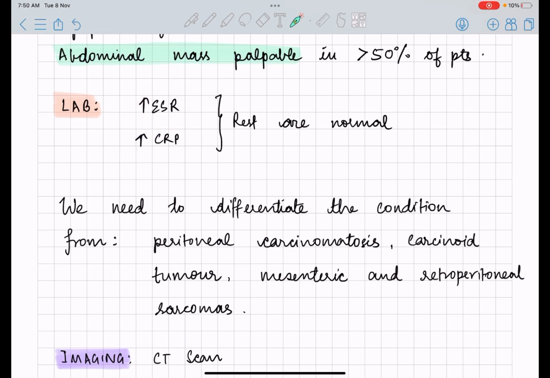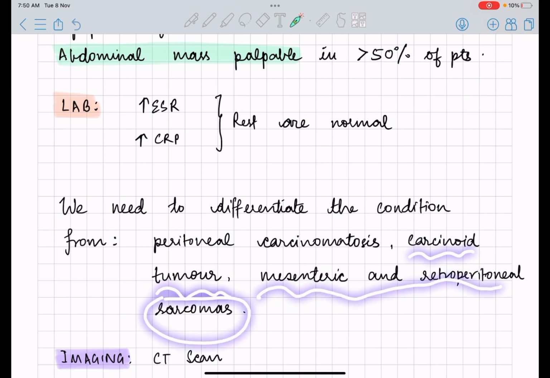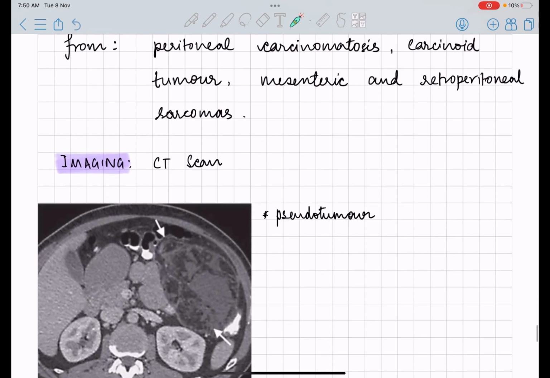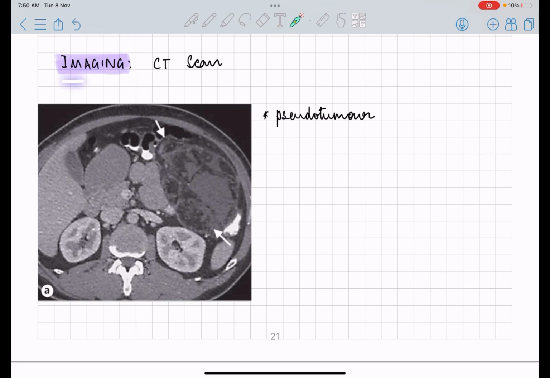This condition doesn't only cause problems to the patients but also to the doctors or the surgeons, because they need to differentiate the condition from various other conditions. There are a lot of differentials like peritoneal carcinomatosis, carcinoid tumors, mesenteric and retroperitoneal sarcomas. That is why the initial investigation and the best investigation is a CT scan.